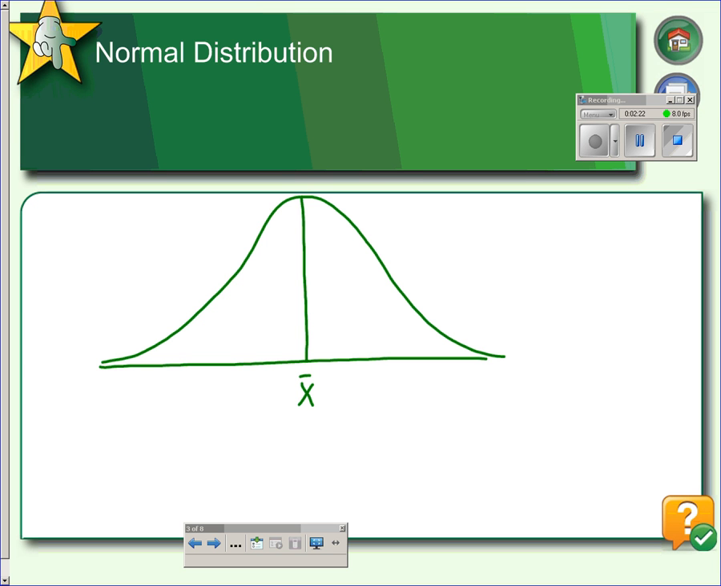Coming out to the right from the mean, we have 3 important points. This would be the mean plus 1 standard deviation, the mean plus 2 standard deviations, and clear out on the end you have the mean plus 3 standard deviations. And we would have the same thing going the other way, only it's minus on the standard deviations.